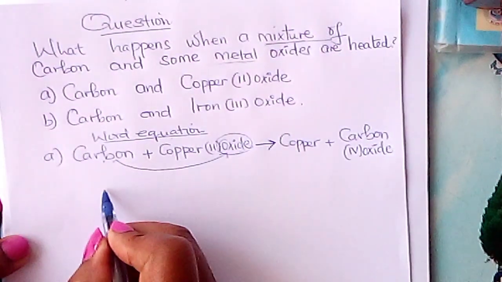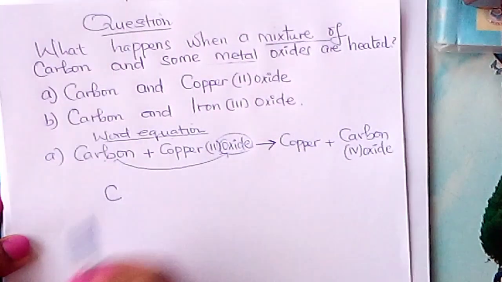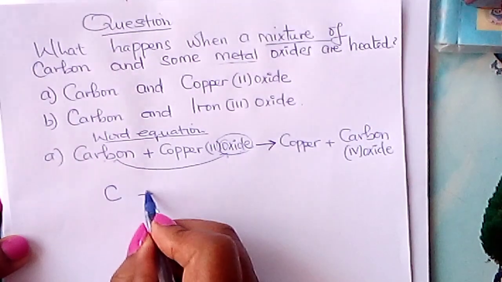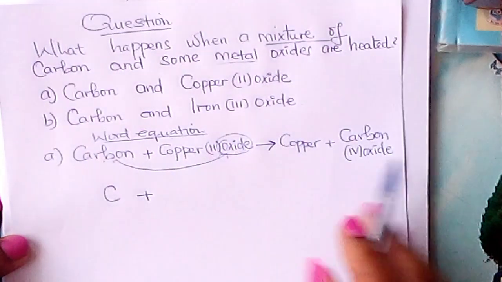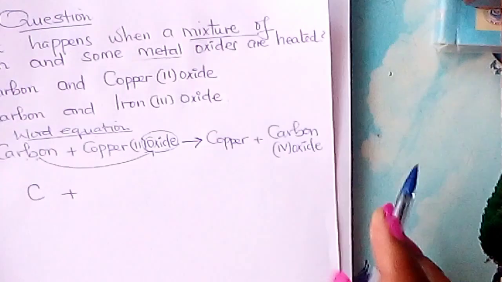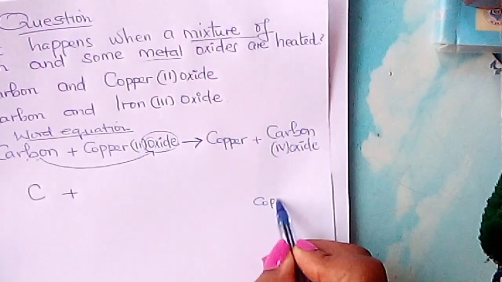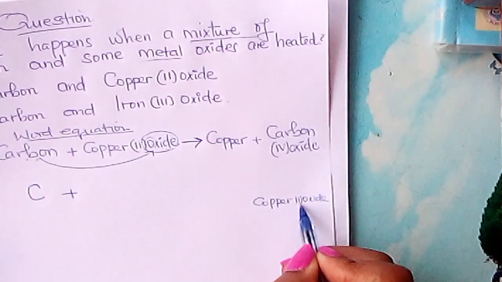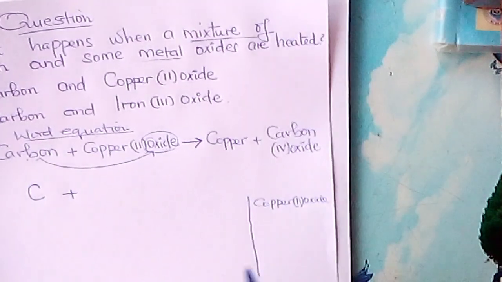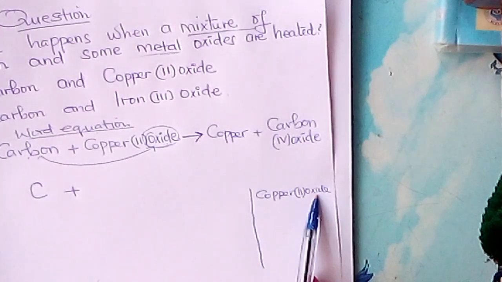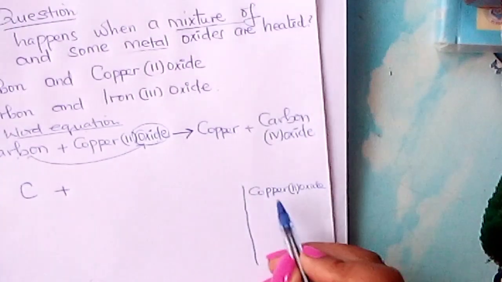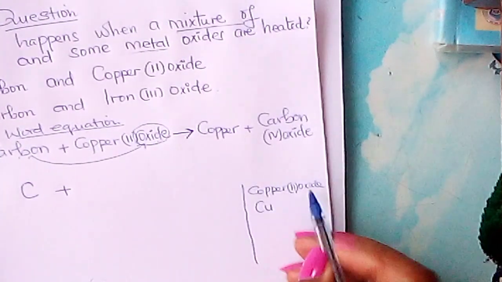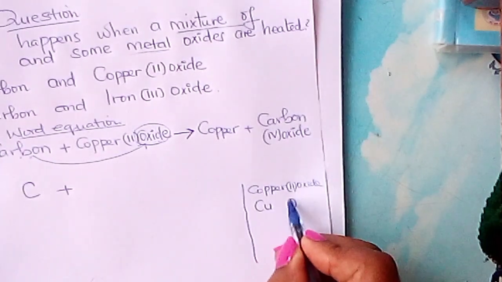Carbon, the symbol is what, learner? The symbol for carbon is C. Remember the symbols? Then plus what? Copper 2 oxide. How do you write the formula of copper 2 oxide, learner? Let us practice here. How do we come up with the formula? You talk of copper is Cu. This substance is made up of copper and oxygen. Copper is Cu, oxygen is O.